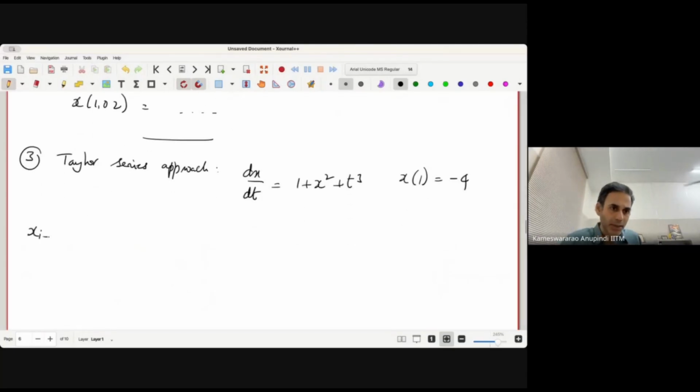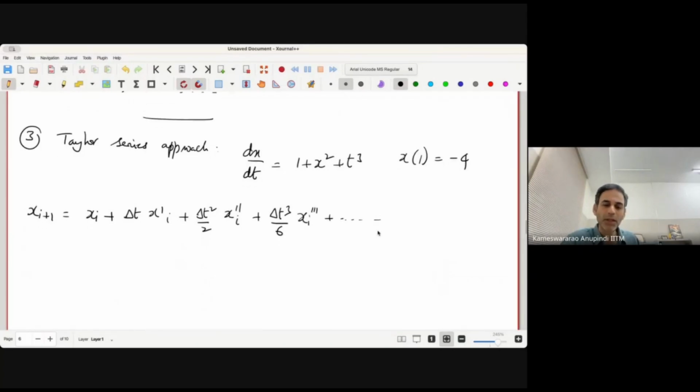The Taylor series method is x i plus 1 equals x i plus delta t times x prime at i, plus delta t square by 2 factorial x double prime at i, plus delta t cube by 3 factorial x triple prime at i, and so on. So that is the method. Depending on how many terms we wish to include, we can keep going. If you say include up to 1, 2, 3, 4 terms, we can calculate up to here. Or if it says include up to 5 terms in the Taylor series expansion, we can use the 5th term and so on.